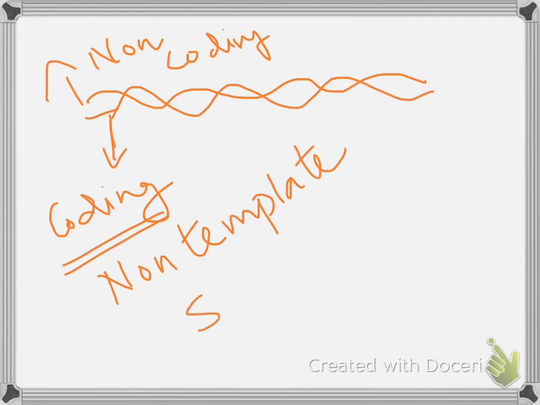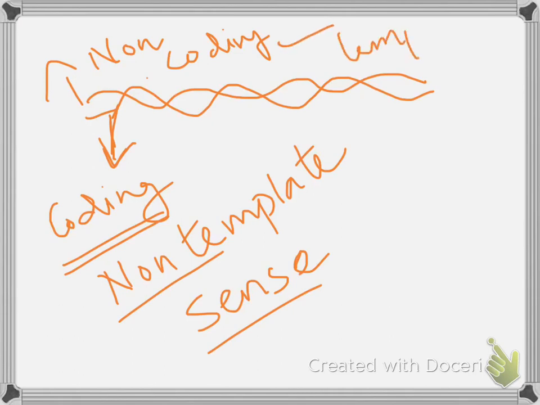It has another name, sense strand. So the DNA is a double helix. One strand is known as the coding strand, or non-template strand, or sense strand, and the other one is known as the non-coding strand, or template strand, or antisense strand.